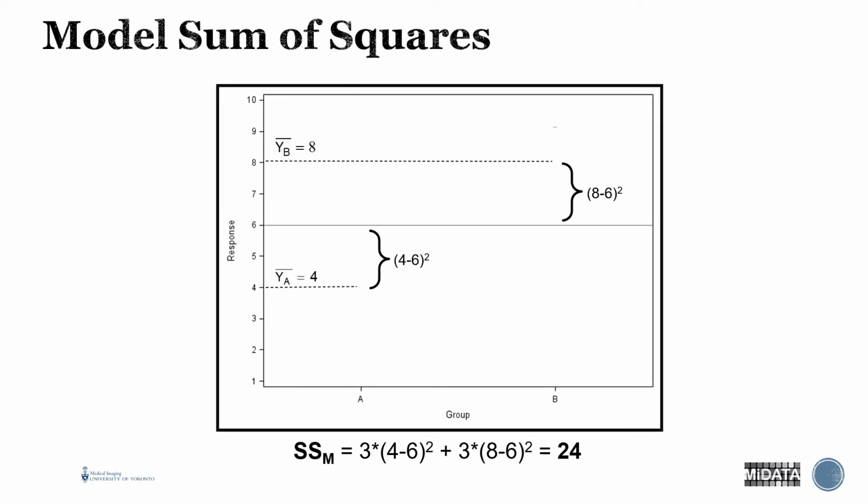The model sums of squares, in this case, is a little bit different. We are just looking at the difference between the group mean and the grand mean, or the overall mean. In this case, for instance, for group A, it's going to be 4, which is the group mean, minus 6, which is the overall mean, squared. But in this case, you weight it because there are 3 data points in that group, so you multiply it by 3, plus the other group, which is 8 minus 6 squared, times 3 as well, and so your sums of squares model is 24.